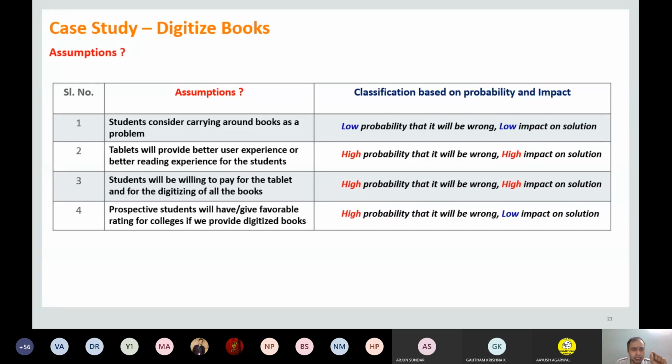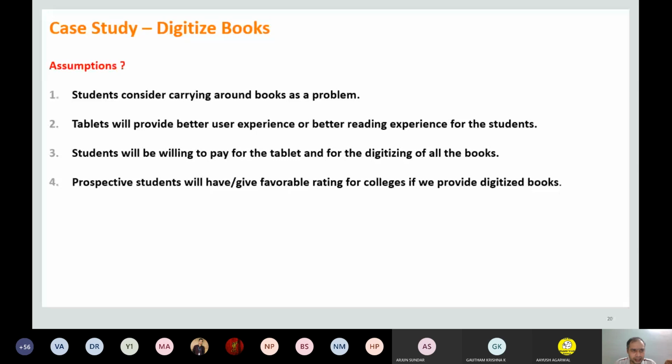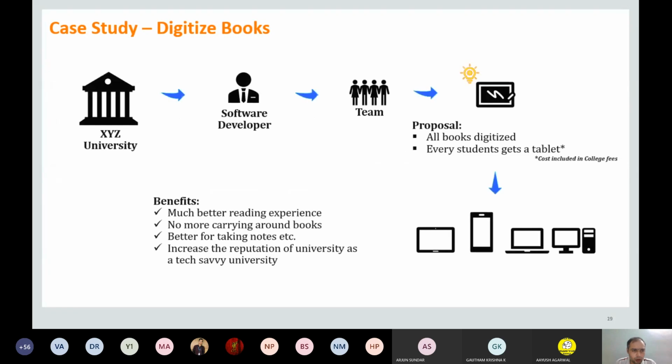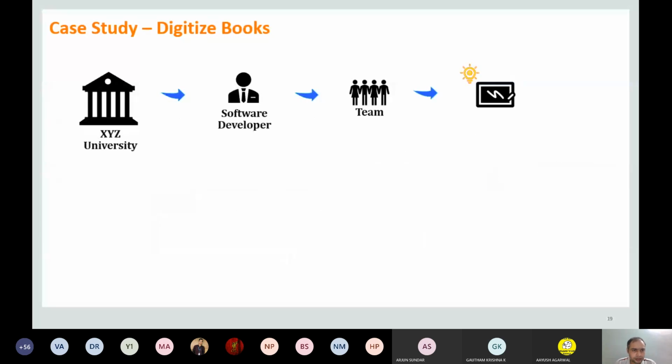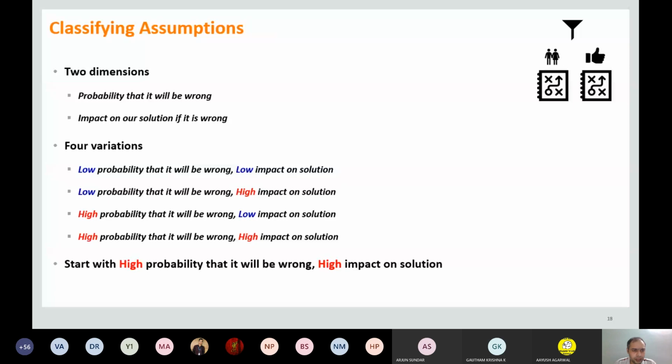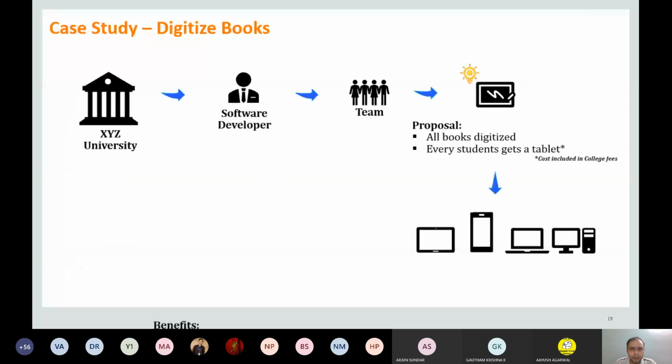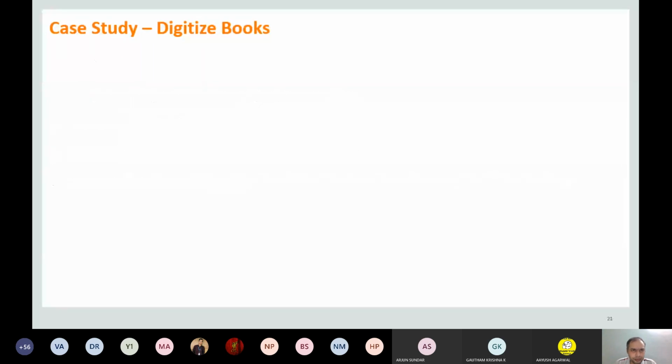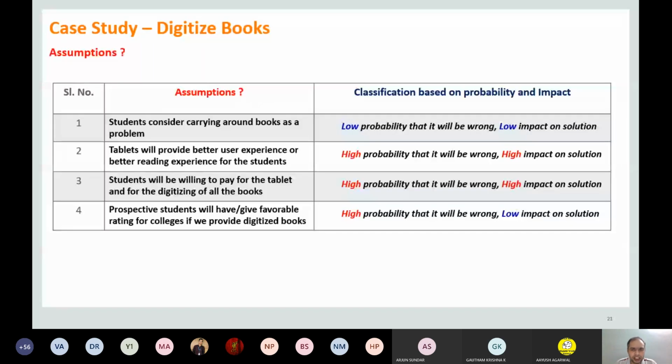Okay, so now based upon the discussion we had about the probabilities, remember this probability, low probability that it will be wrong. I think you remember this, right? I always told you to start with the high probability of it being wrong. So based upon that, we are assuming that students consider carrying a book a problem, but this may be a low probability of being wrong, and the impact on the solution is going to be low.